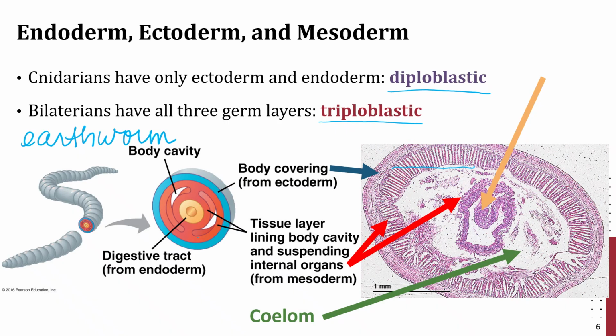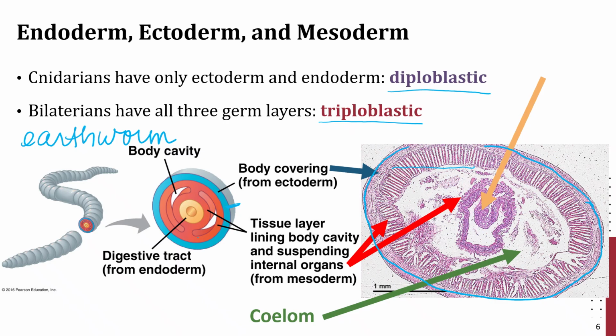So our earthworm is a really great example of all of these layers. It's relatively simple. On the outside, this blue layer is going to be the ectoderm. We can see that blue layer here. It's not blue in our image, but this is where the blue layer is on the outside. So it surrounds the outside of the organism.